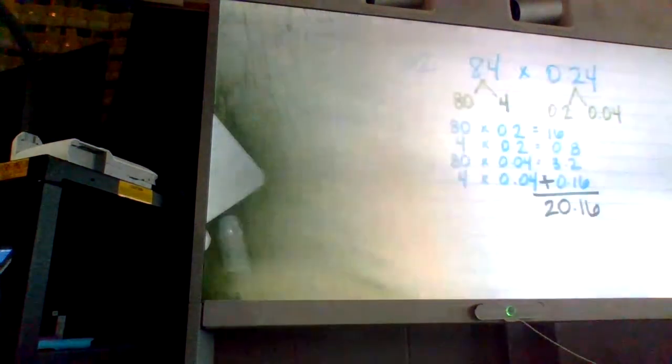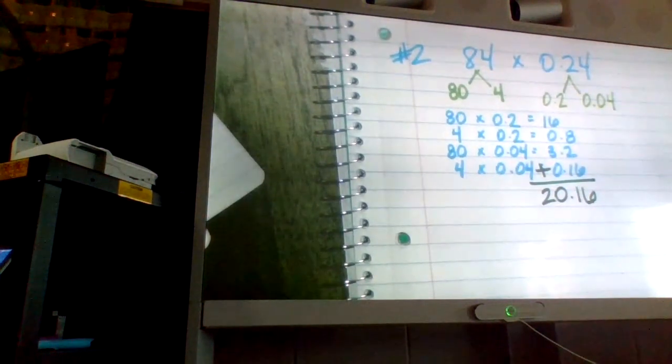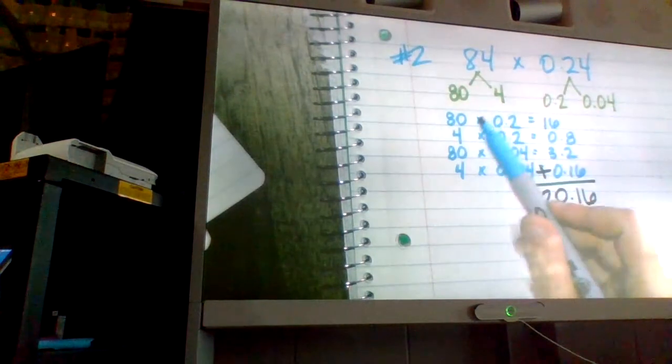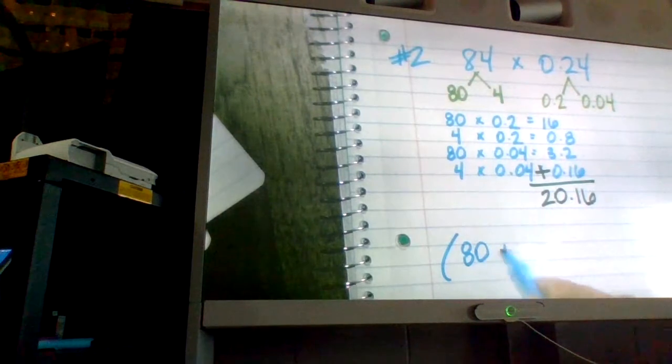Now this is very similar, it's just a little different looking for my distributive property. So same thing, you're going to take 84, put it in expanded form, 80 and 4.